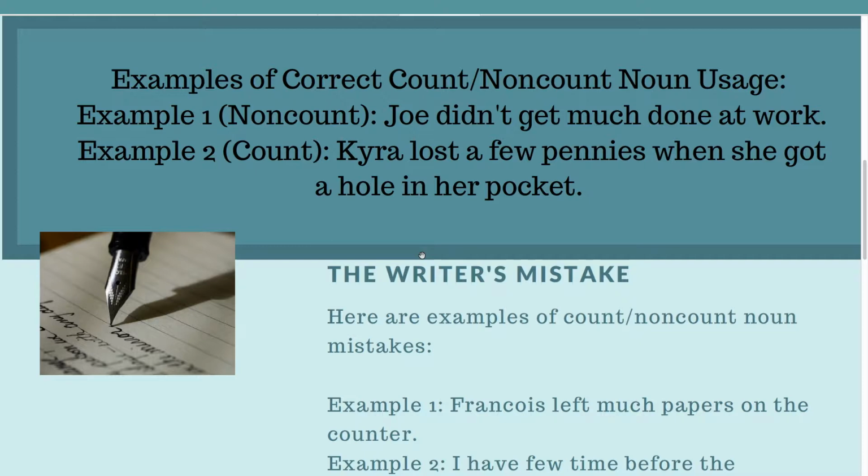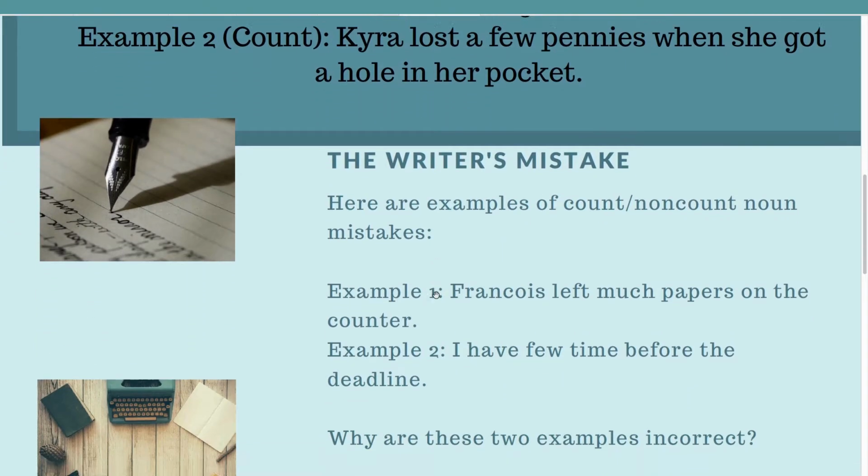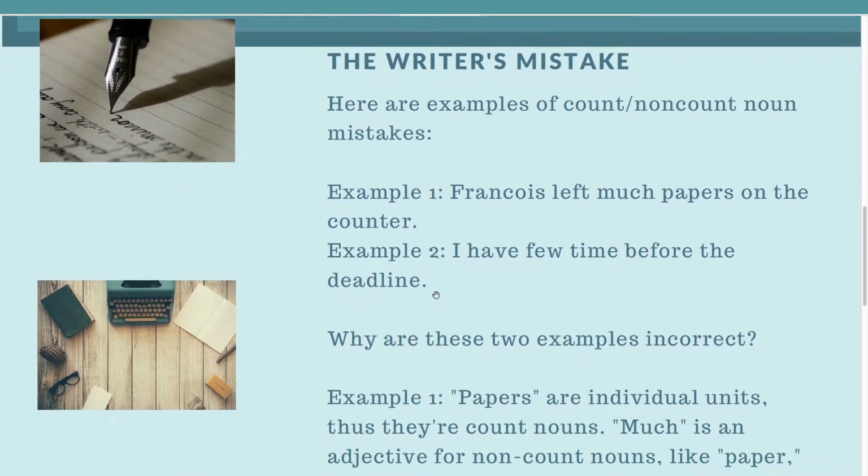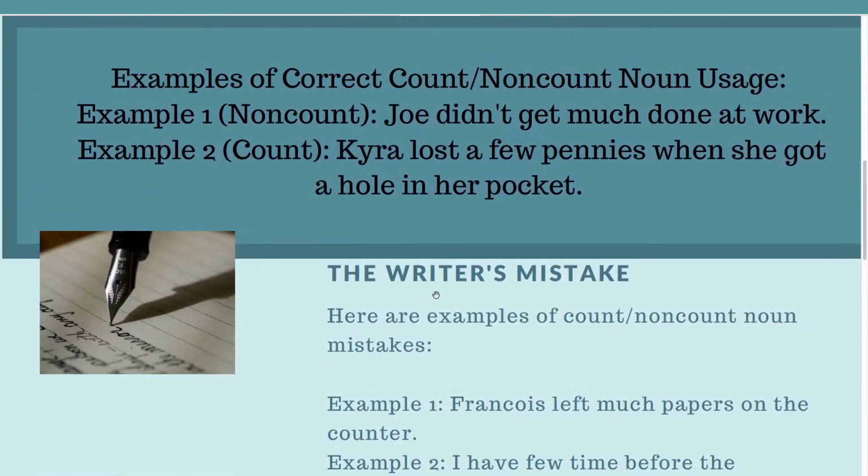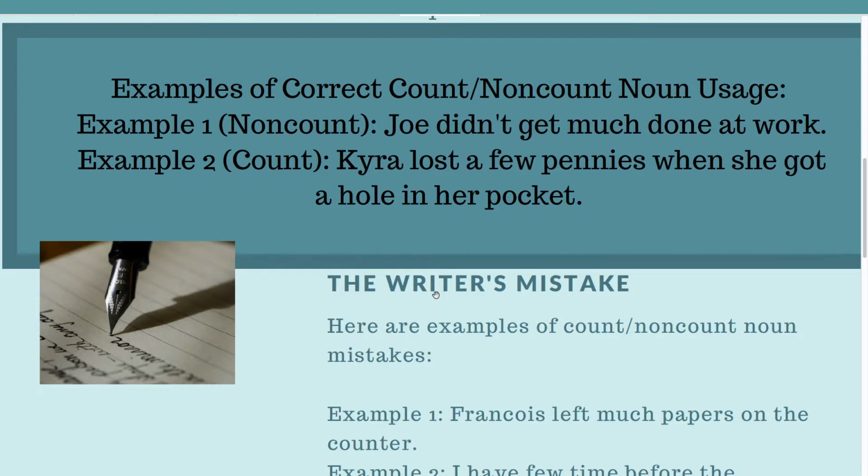Non-count. Joe didn't get much done at work. And a count noun. Kira lost a few pennies when she got a hole in her pocket. So what is the mistake that people can make here? Those are correct. For example, Joe didn't get much done at work. Much being what he meant to get done at work. It wasn't an individual thing with a bunch of them put together.